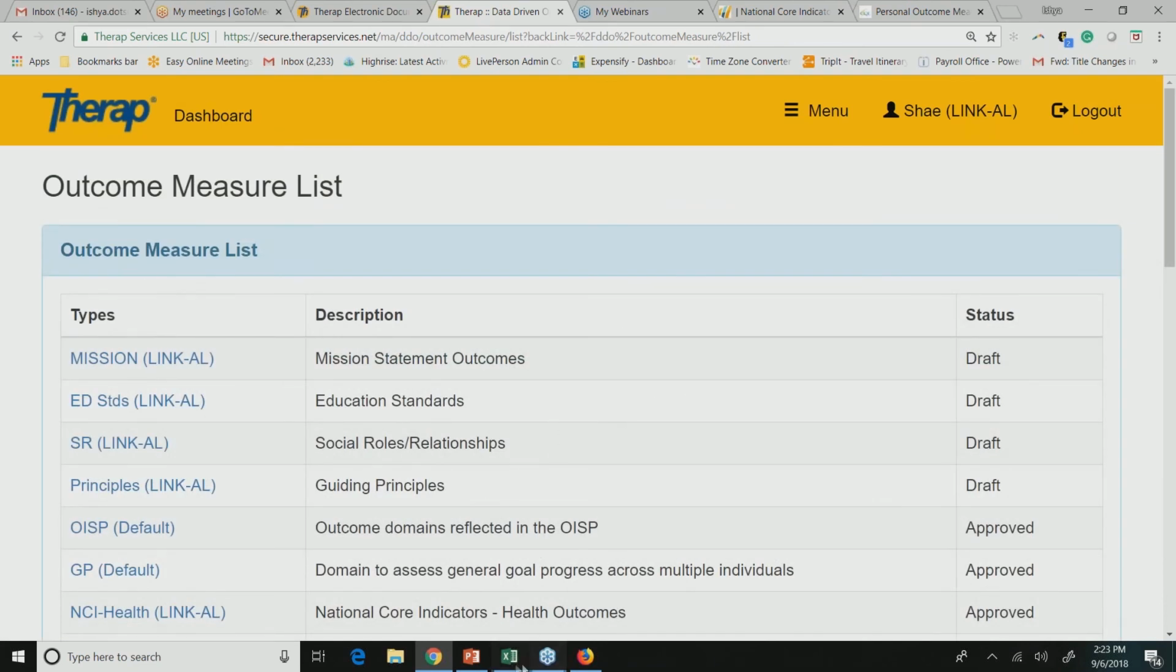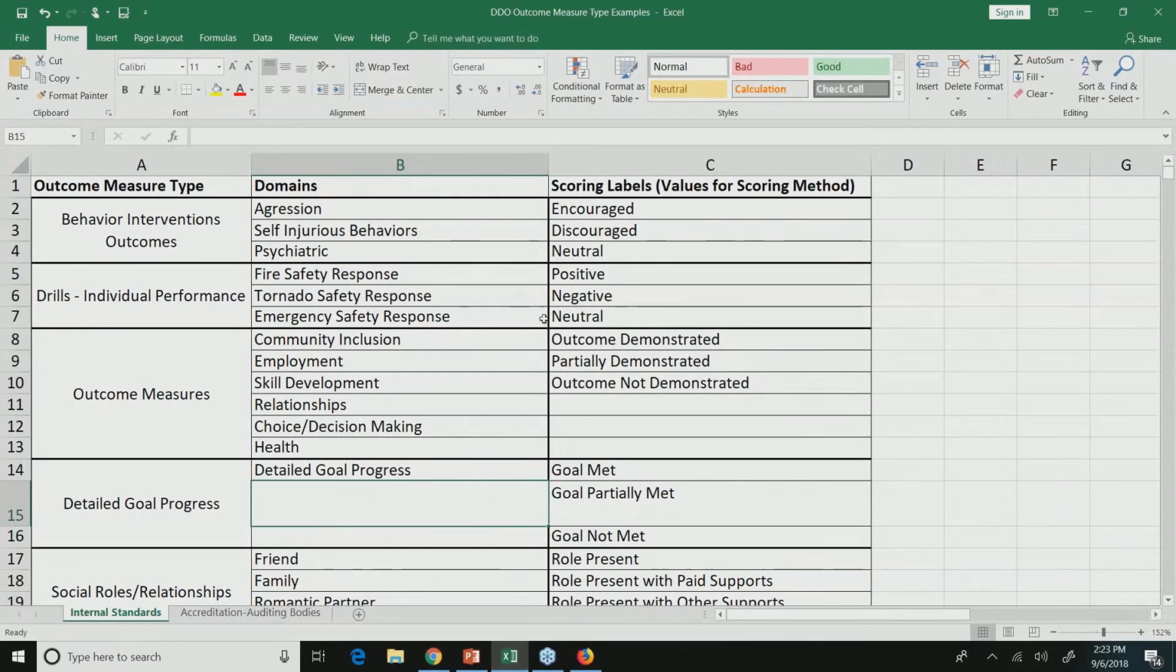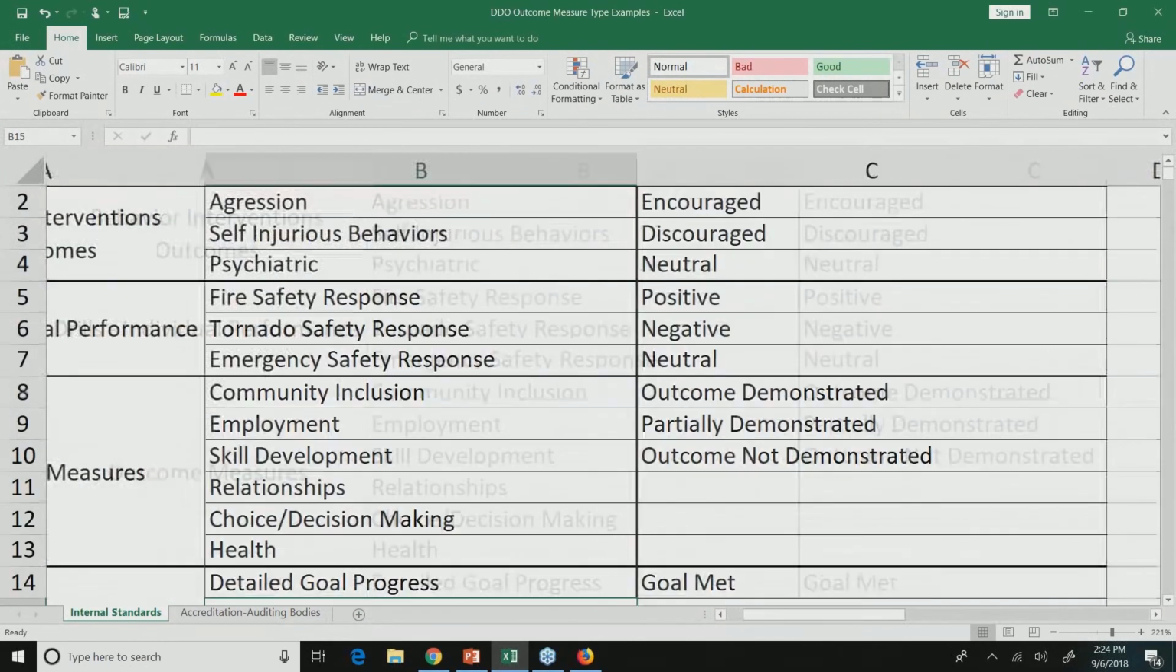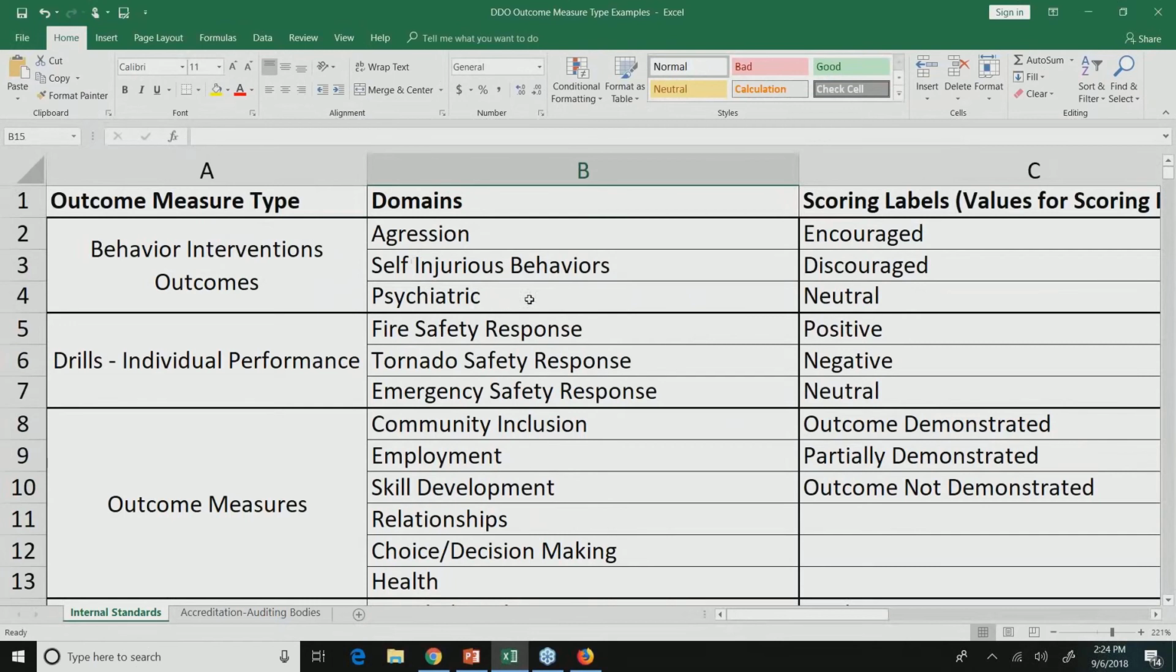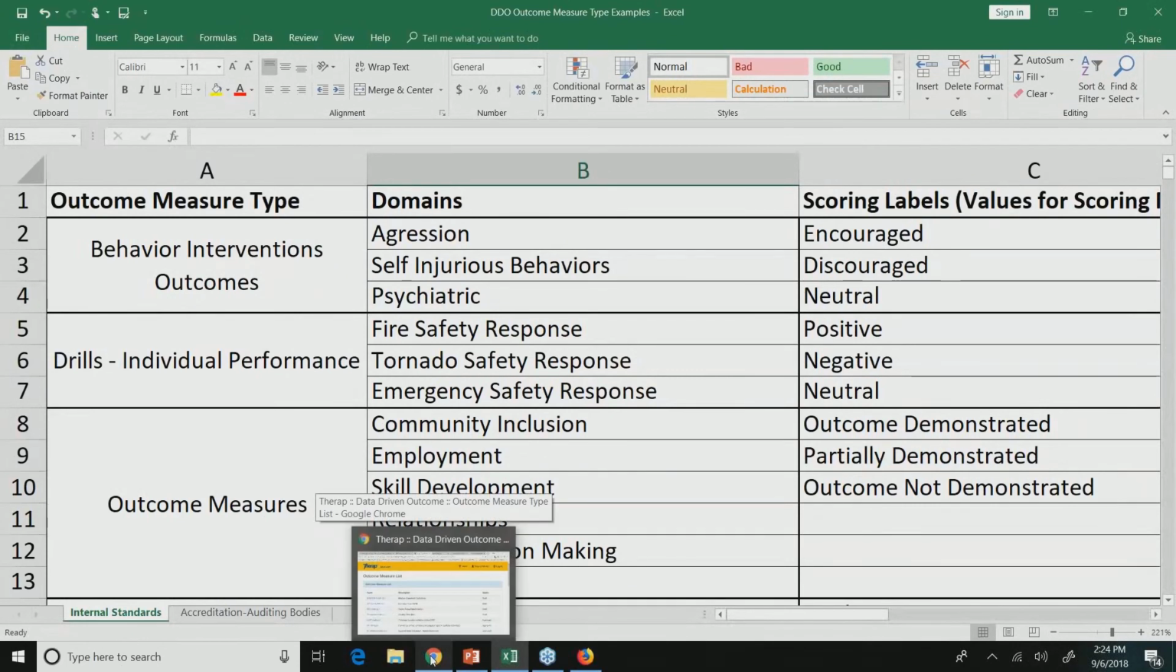We have some other examples that I'll show you on our spreadsheet that are internal standards. Again, if you're looking for behavioral interventions and you want to track that information, maybe the particular domains are aggression, self-injurious behavior, and psychiatric. You want to know, are people using the interventions that are the most effective? And so your score labels may be encourage, discourage, and neutral, because you want to see if staff are using the interventions that make the most sense in terms of what you're teaching them about how they should be supporting individuals? And so you would be able to track that information within your system and produce some reporting from that.